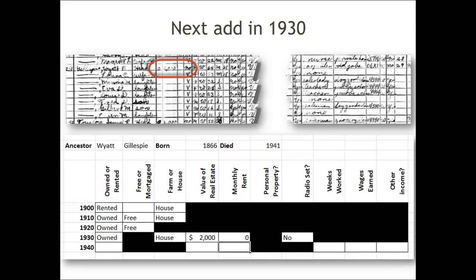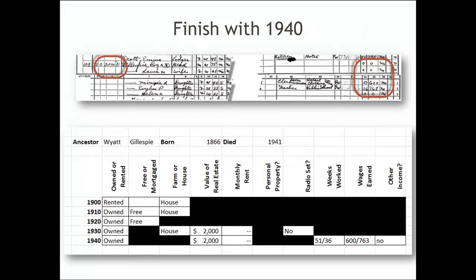1930 tells us not only did he own his house, but it was worth $2,000. We update the spreadsheet. 1940 tells us not only did he still own his house, which is worth $2,000, but he's not working for a living. It appears his 2 daughters are, though, and they're both earning money. You may want to keep a separate spreadsheet for each person, or keep one for the entire family. Since families usually live in one household, I put them all in one spreadsheet.